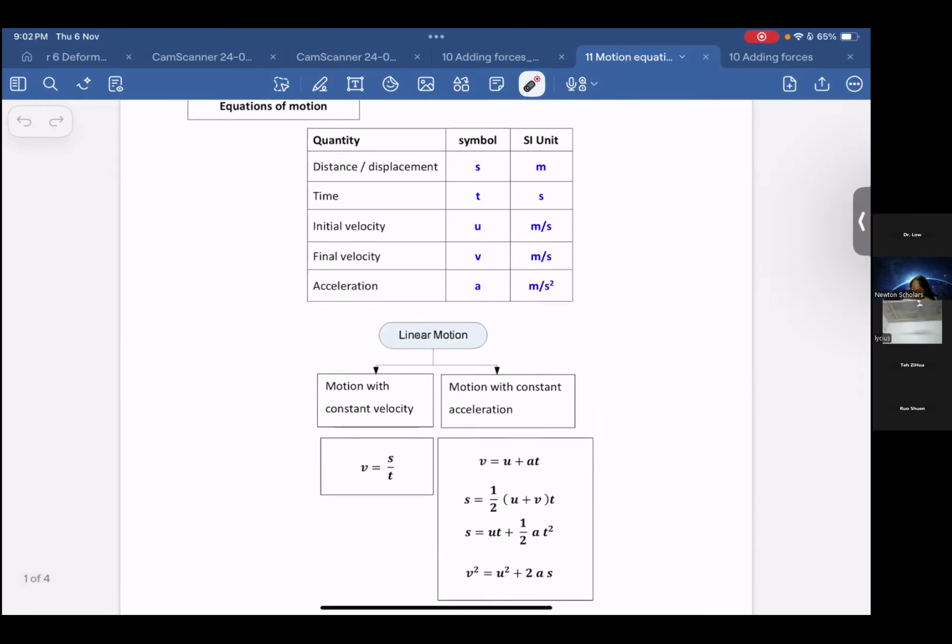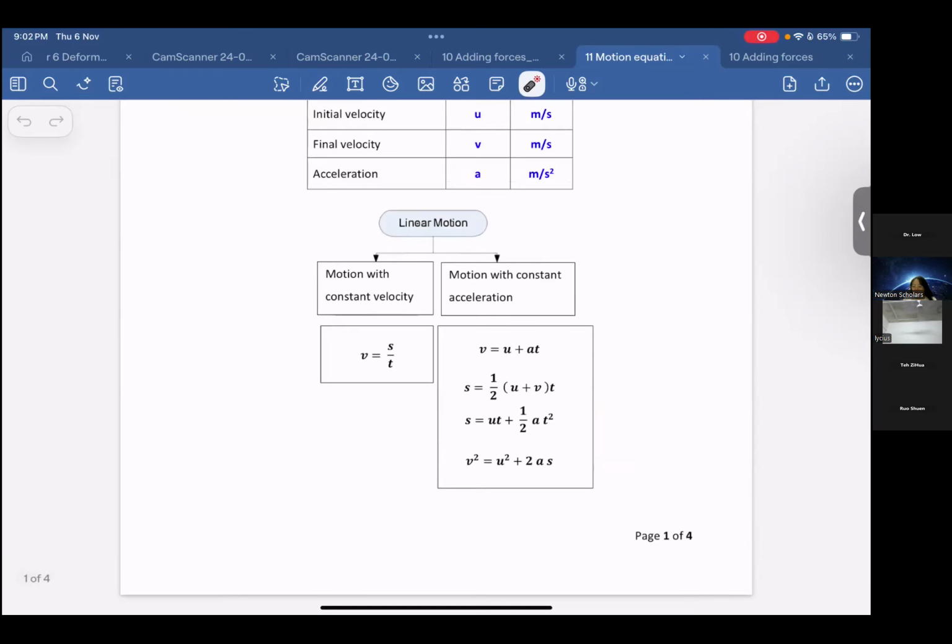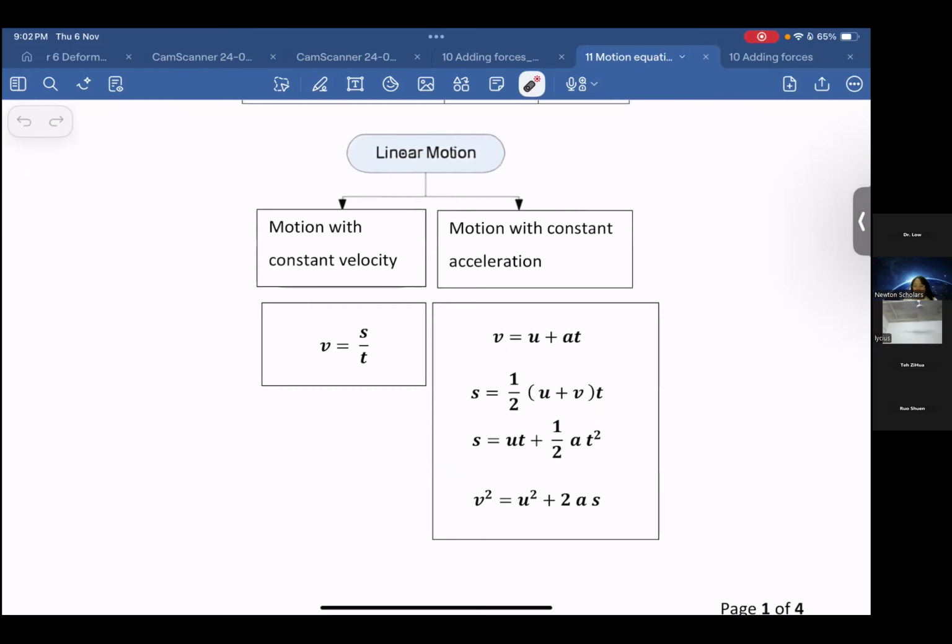Here we need to know the symbols. s represents distance or displacement. Time is t. u is initial velocity, final velocity is v, acceleration is a. All these we learned before. Here, for linear motion, we need to divide it into 2 cases. We ask ourselves, right now, are the velocity or speed constant all the time? If constant, then we just use distance divided by time, settled. If this is not a constant velocity, that means it might accelerate or decelerate. If velocity changes, u is not equal to v.